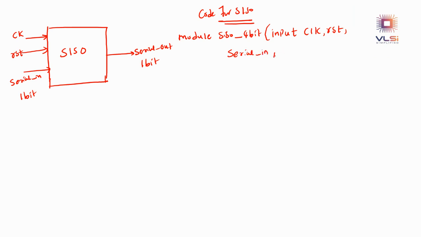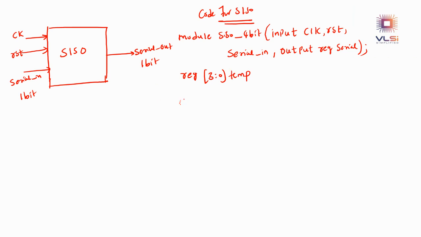So you consider output as a reg serial out. As this is behavioral modeling, you need to consider that output as reg. So reg serial out. So I need to initialize a temporary register, that is reg [3:0] temp.